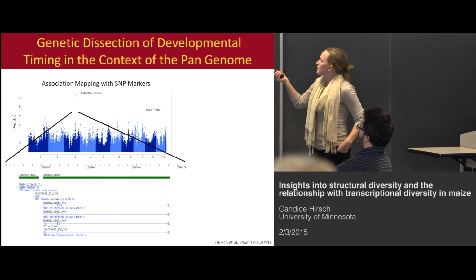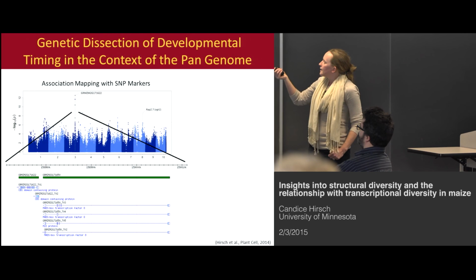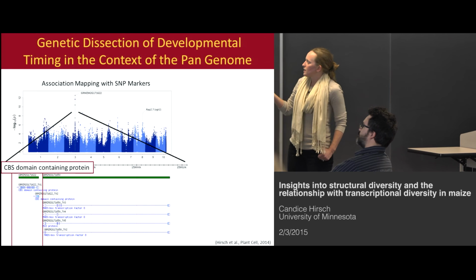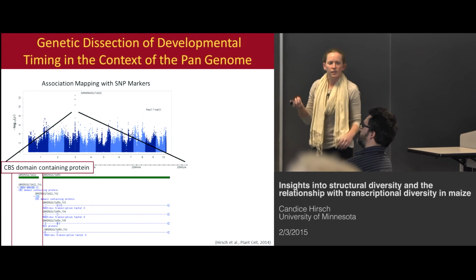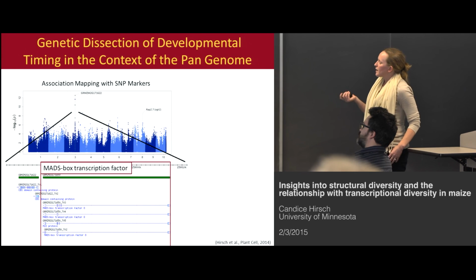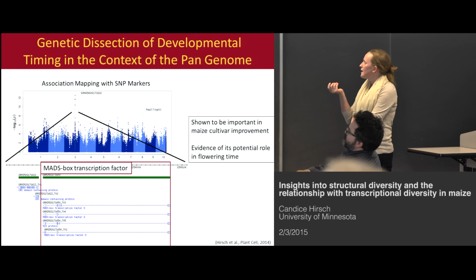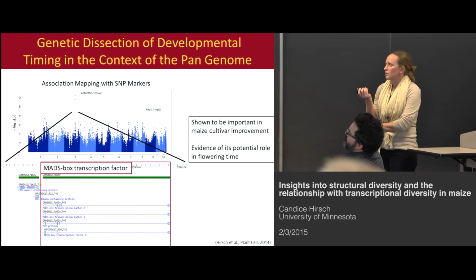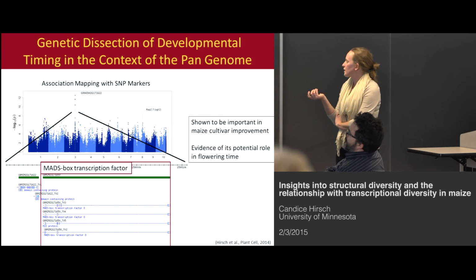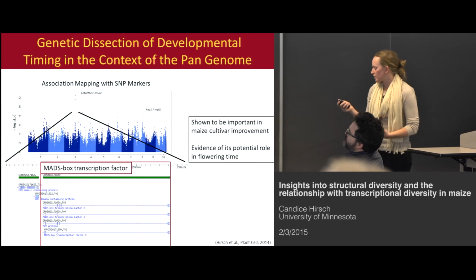So RAP 2.7, this is the gene that's downstream of VGT1 and has been extensively studied. In this particular gene here, the significant SNPs were in a CBS domain containing protein, which for flowering time doesn't really mean that much to us. But right next to it was a MADS-box transcription factor. And this particular MADS-box transcription factor has been previously implicated for importance in maize cultivar improvement and has evidence for being important in flowering time. And so, as we expected, we found some associations with flowering time.